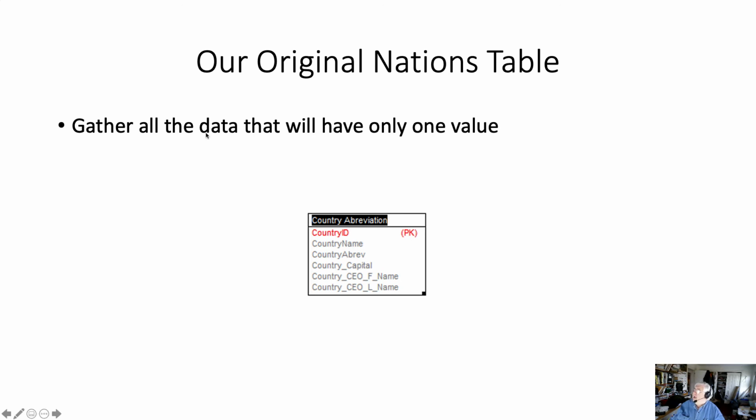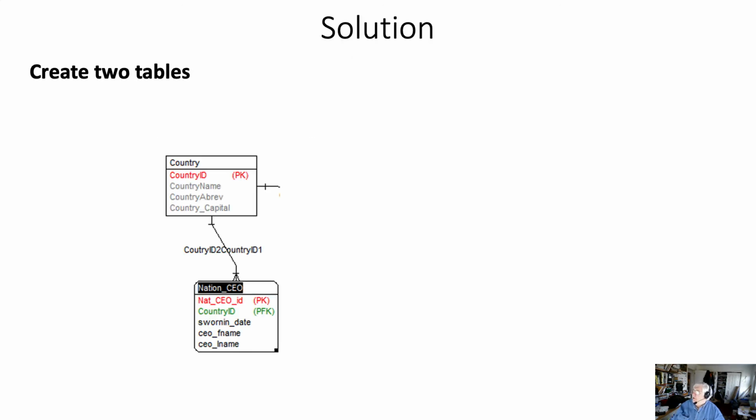So our original table country looked like this. And what I'm suggesting is that we have a nation CEO table that says, so we got a primary key that's an automatic generated number, and we're going to tie it back to a country. We're going to have a sworn-in date, so every time we swear in a new chief executive, we'll add a record and put in a new sworn-in date for the United States of America, and we'll put the CEO's first and last name in.